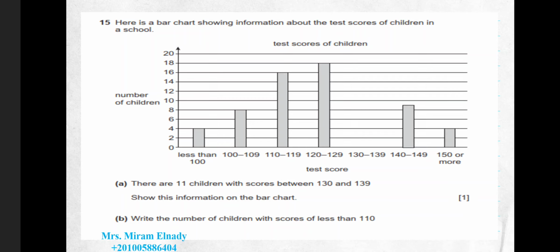Okay, in this test for children, we need to know there are 11 children with the scores between 130 and 139. I can see that here is a place that is blank, and here is 130 to 139, and this is 11. Number of children. I need to make lines for myself to understand what the question is asking me. 11 is here between 10 and 12.